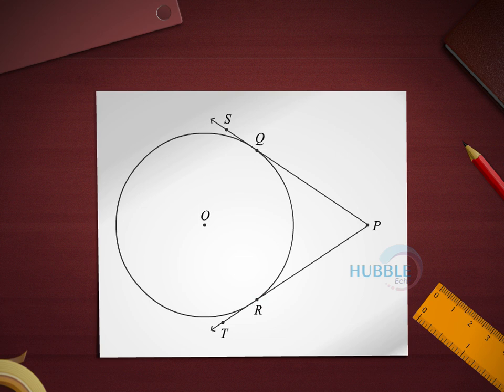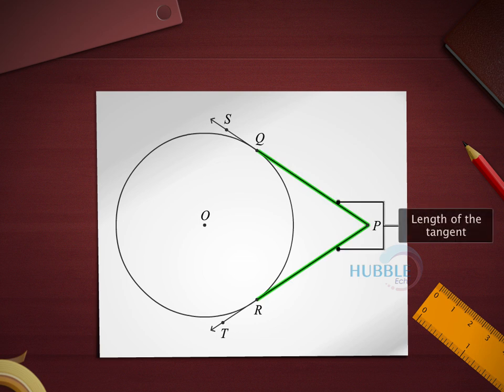The length of the segment of the tangent from the external point P to the point of contact is called the length of the tangent. Here, PQ and PR are the lengths of the tangents from point P to the circle.